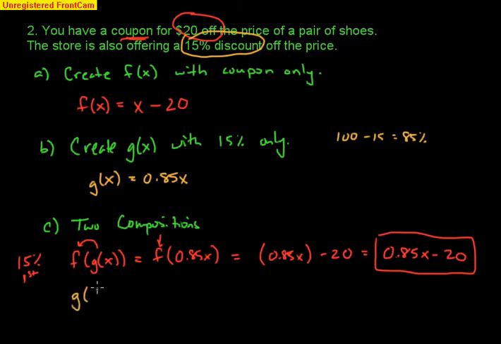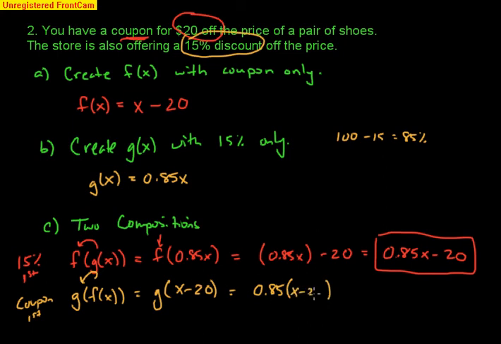Okay, so now let's do the other composition. g of f of x. Inside out. g of, and f is x minus 20. So this is the coupon first, the $20 off first, because that's the inside function. Well, g is 0.85x. So we write g, 0.85, and in place of x, we put x minus 20, the other function. So now we have to distribute. So we get 0.85x, and my calculator says that 0.85 times 20 is 17.